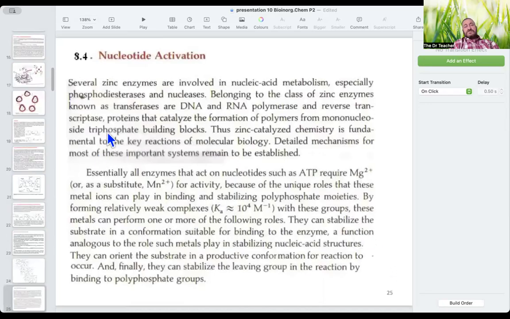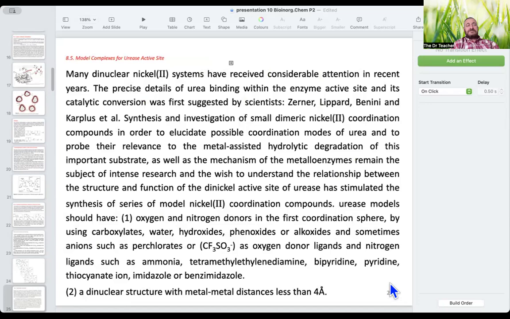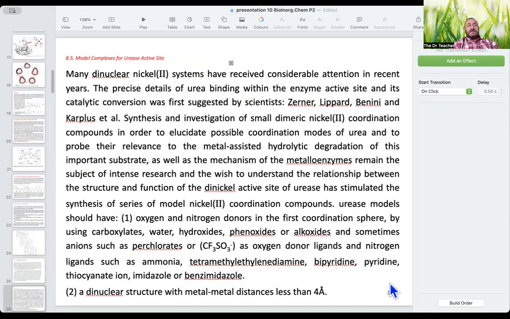Nucleotide activation. Several zinc enzymes are involved in nucleic acid metabolism. Okay, so transfer in DNA, RNA, polymerase, and reverse transcriptase, and the other essential enzymes on the nucleotide, such as ATP, require magnesium 2+, Mn 2+ for the activity, and these as well have been talked about in detail. And now I'm focusing on the dinuclear nickel active site.